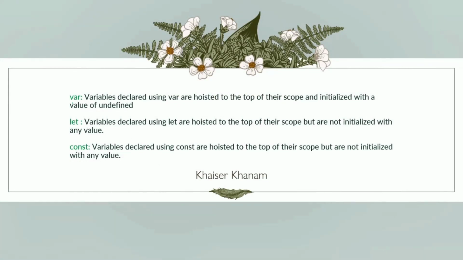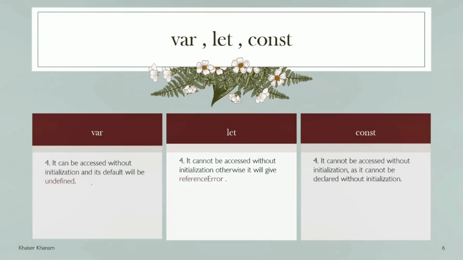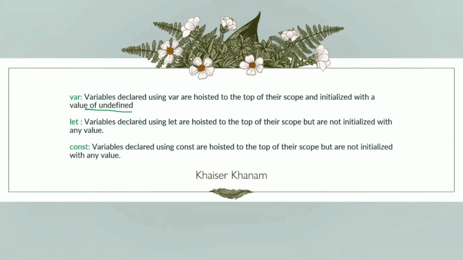Okay, now this is about hoisting. Variables declared using var are hoisted to the top of their scope and initialized with a value of undefined. Previously we have seen this; we are just telling this in hoisting. Variables declared using let are hoisted to the top of their scope but are not initialized with any value. We will be getting the error we have already seen, and the same thing goes for const as well. Let us see the example of hoisting now. These are the basic differences between let, const and var.